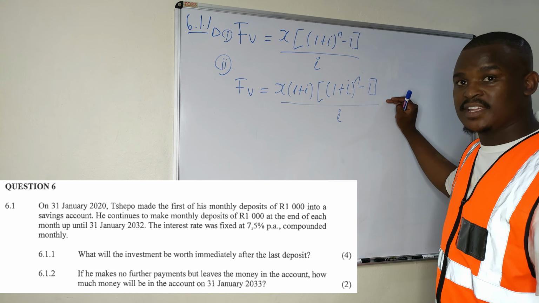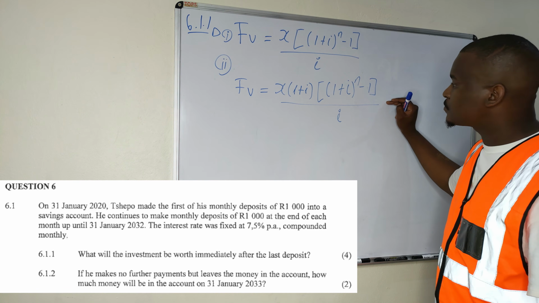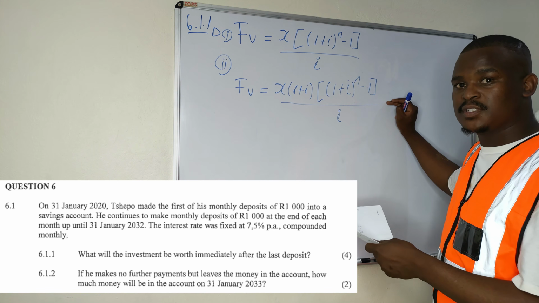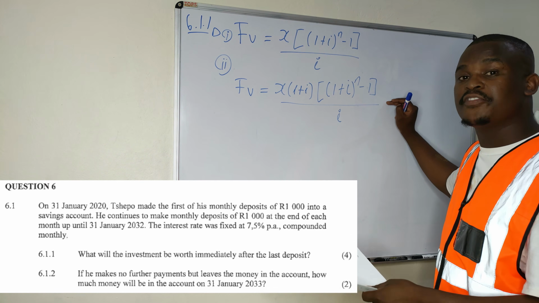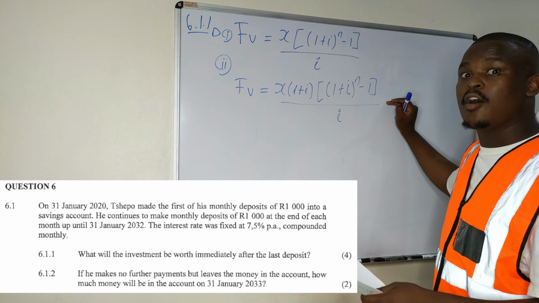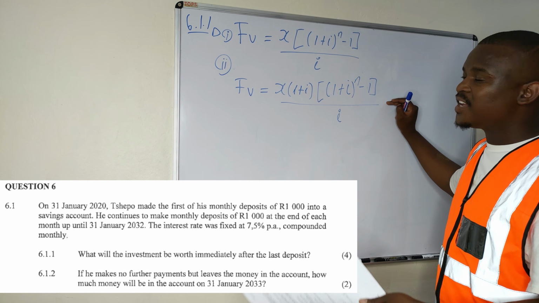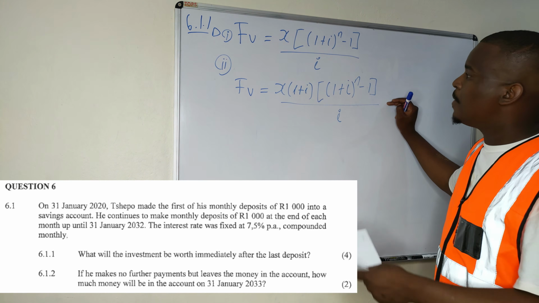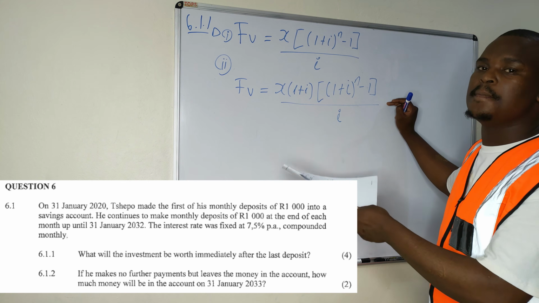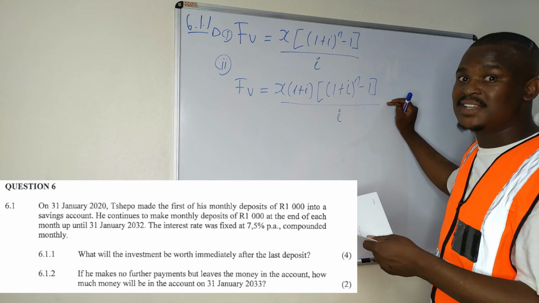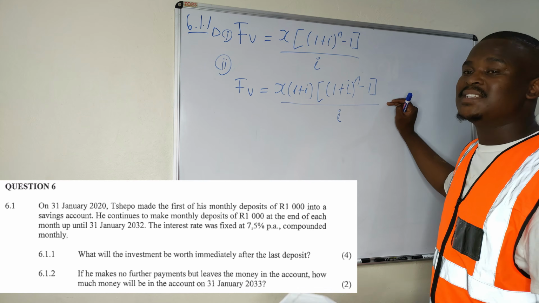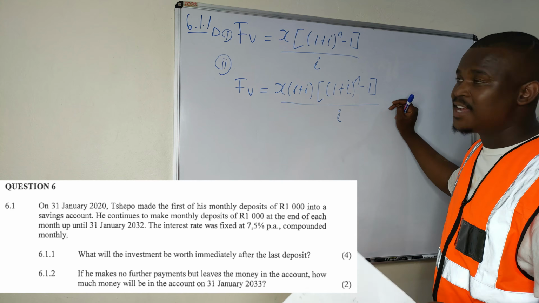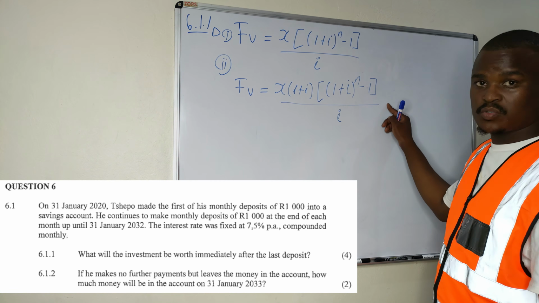the second formula, you use it when the first deposit is made at the beginning of the first investment period. The investment period in a similar case would be a month, so that would mean your first payment would have to be made at the beginning of the month. But in our problem, the first payment is made at the end of the month. That means we're going to use the first one, not this one.